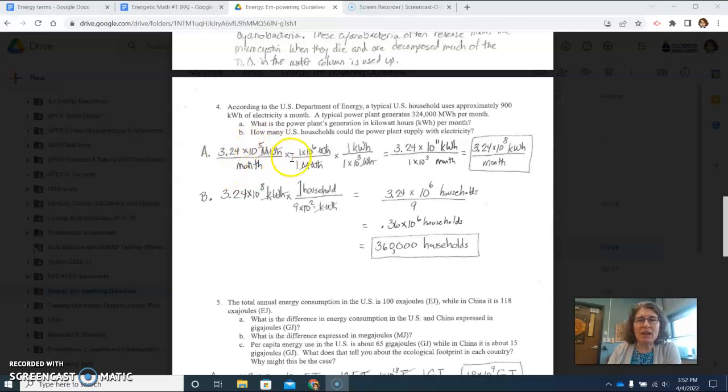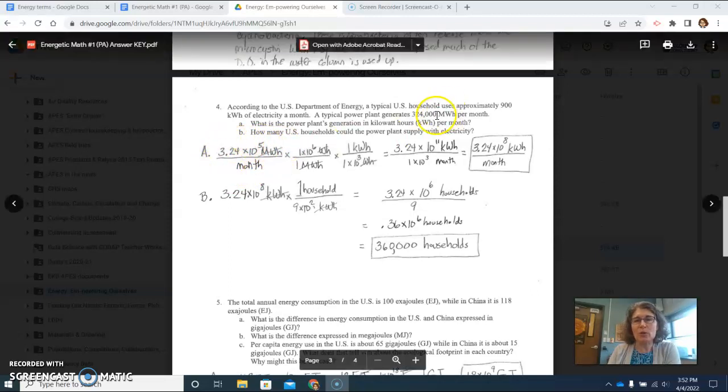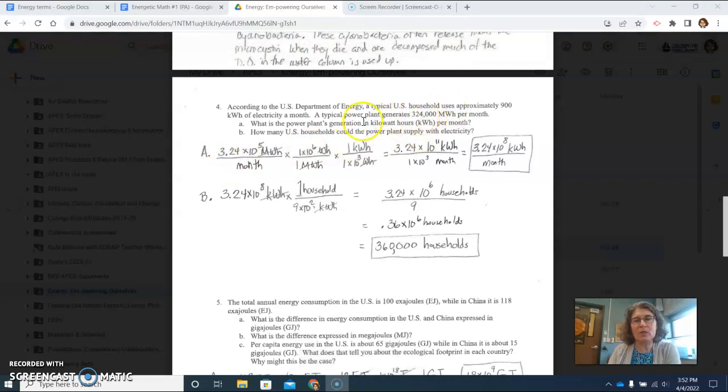We start off with the value that we know already. So we're told that it produces 324,000 megawatt hours per month. So that's 3.24 times 10 to the fifth megawatt hours, where the capital M stands for mega, per month. We want to convert that into kilowatt hours per month. So the next thing that's going to be helpful for us is to convert from megawatt hours into watt hours. A megawatt hour is equal to 1 million watt hours. So I've set up my conversion factor so that the megawatt hours are on the bottom of the fraction. I'm not quite done with the problem yet, so now my answer is going to be expressed in watt hours.